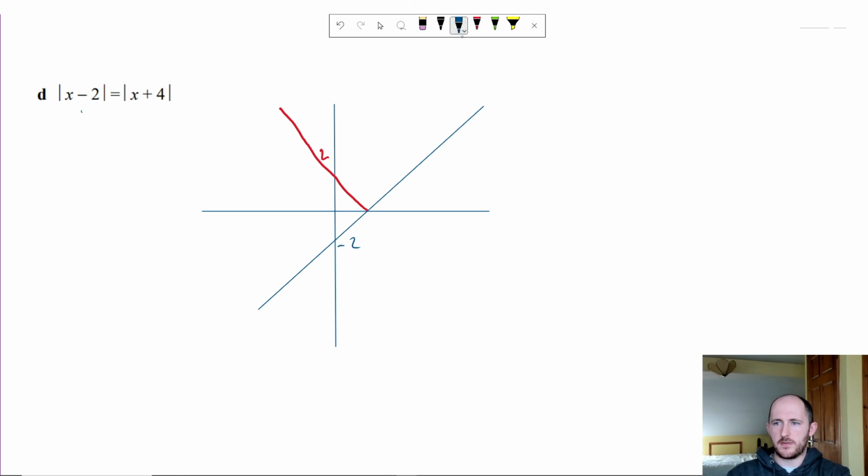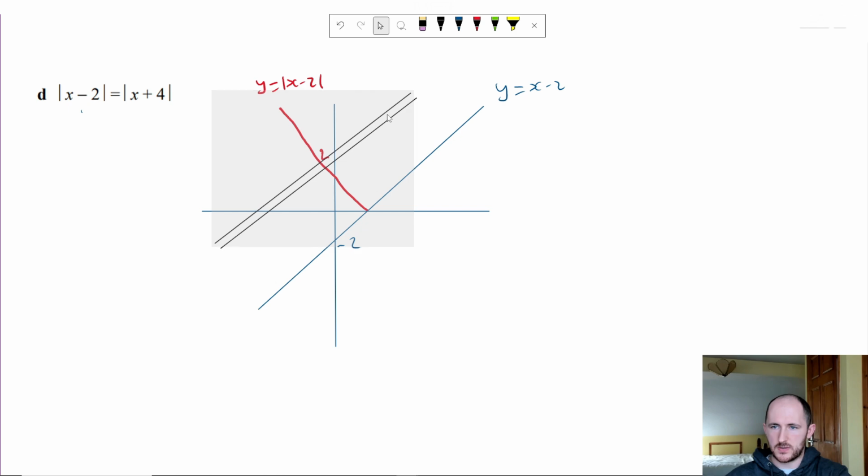So that is my graph of y equals x minus 2, and then the graph of y equals mod x minus 2. And then I'm going to use 2 different colours. So I'm going to use black for this one. So we have x plus 4. So that would be, it should actually be a little higher because that's at 2. So something like that.